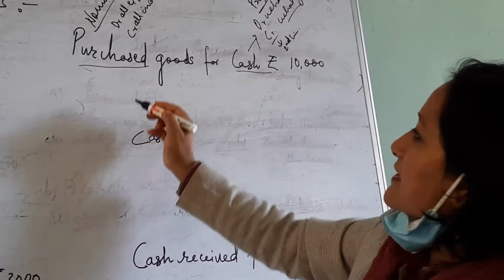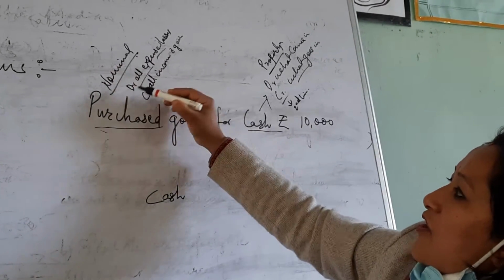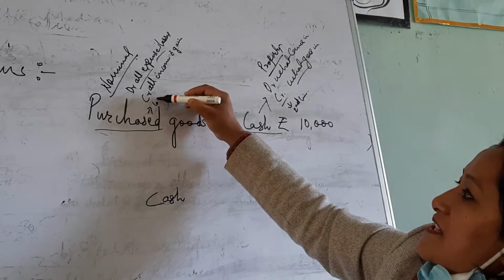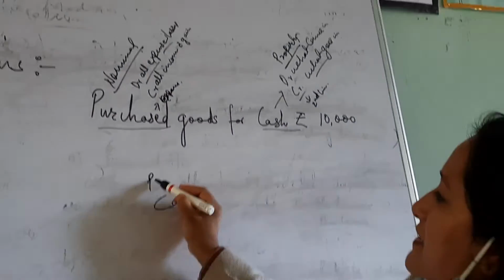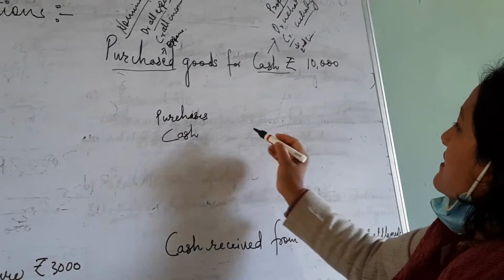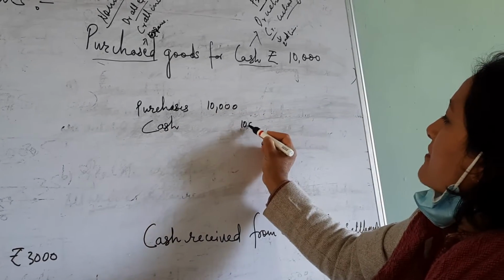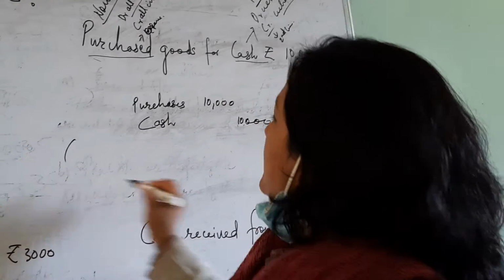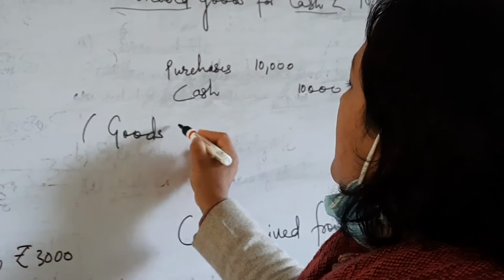So what will be written in the debit? Purchase will be written, because debit is for all expenses and losses, and purchase means expenses. So we write purchases in the first line, and in the second line cash. Amount is 10,000. Are you getting my point? So what will be the narration? Goods purchased.